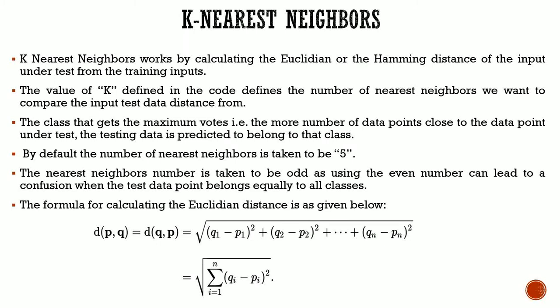Next comes the k-nearest neighbors. The k-nearest neighbors works by calculating the Euclidean or the Hamming distance of the input under test from the training inputs. So the value of k is defined in the code itself, where you can define the number of nearest neighbors. K is the number of the nearest neighbors that you want to compare with, and then calculate the distance. The class that gets the maximum votes, that is the more number of data points close to the data point under test, the testing data is predicted to belong to that class. So the basic formula for calculating Euclidean distance is given as below.